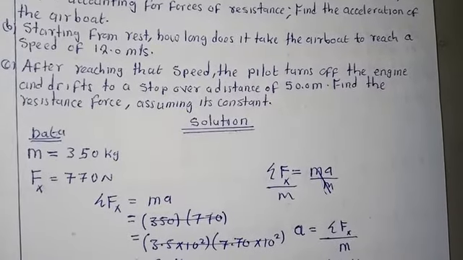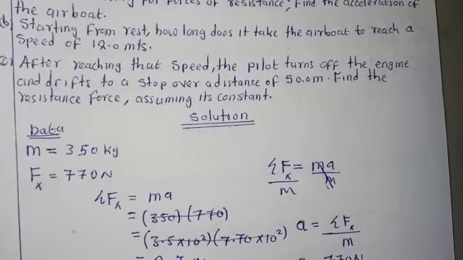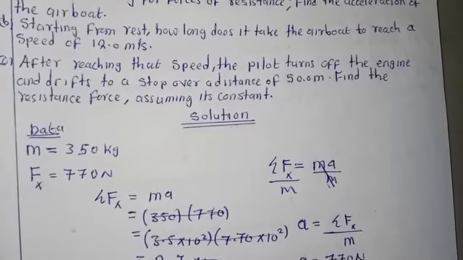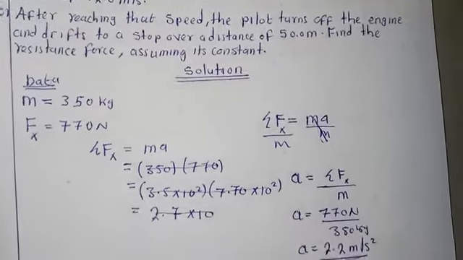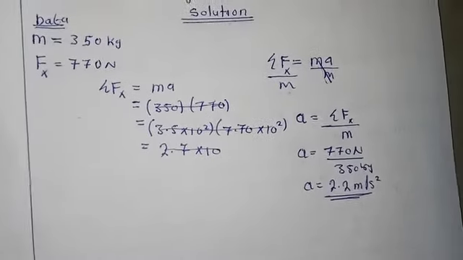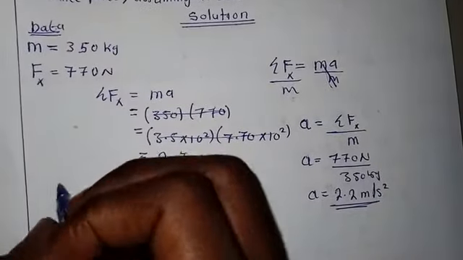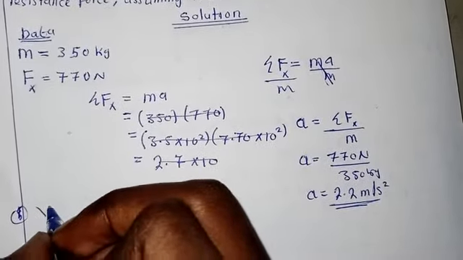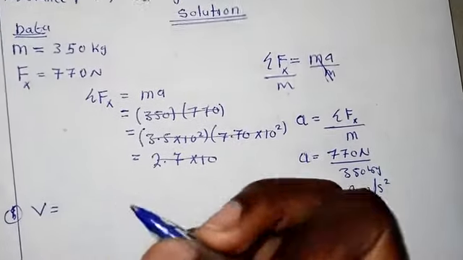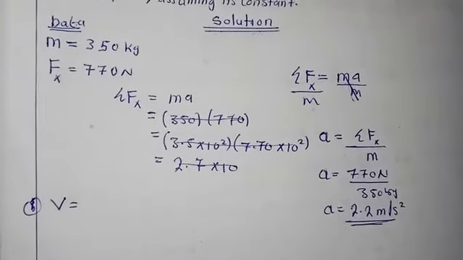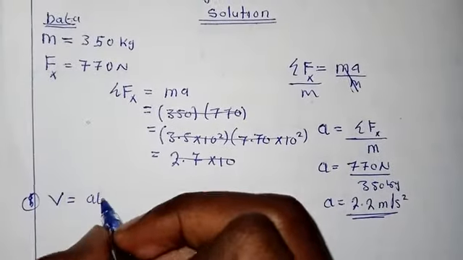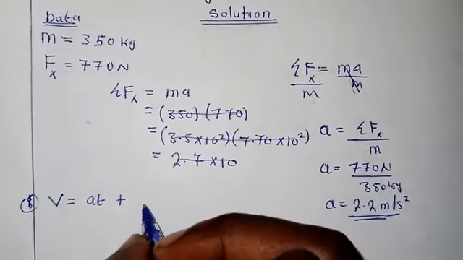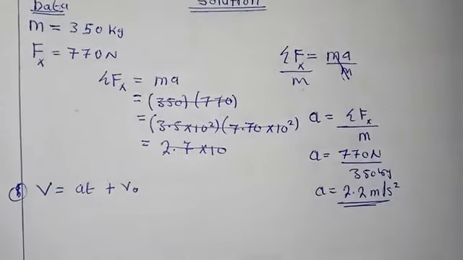Now we go to B. Starting from rest, how long does it take the airboat to reach the given speed? How long does it take? They want us to find the time. Now to find the time, we know that the velocity is equal to at plus v0.